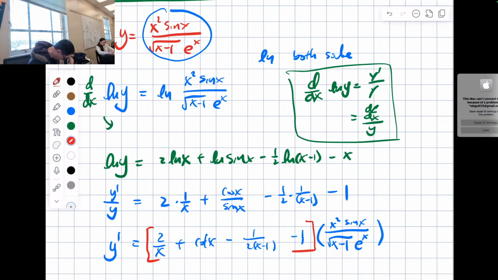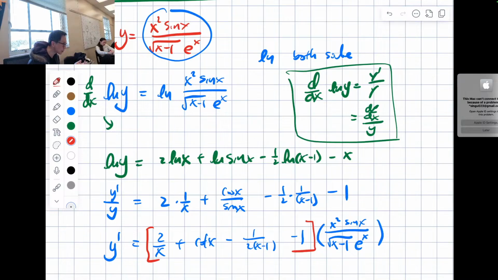Question about this part. Why did you multiply by the y? Because this is y prime over y. You have to multiply, because you ought to evaluate dy/dx. You're not evaluating dy/dx over y. So there is a difference. If you take the natural log of both sides, you have to multiply by the y at the end.